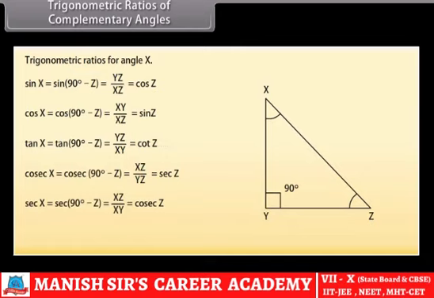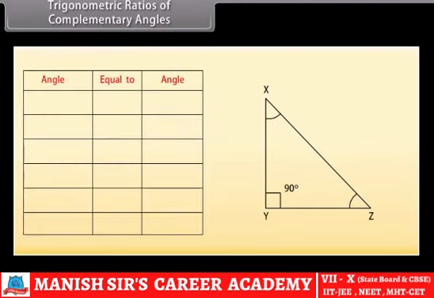Sec X is equal to sec of 90 degree minus Z equals XZ upon XY equals cosec Z. Cot X is equal to cot of 90 degree minus Z equals XY upon YZ equals tan Z. Let us first compile our observation and then use it to solve questions.